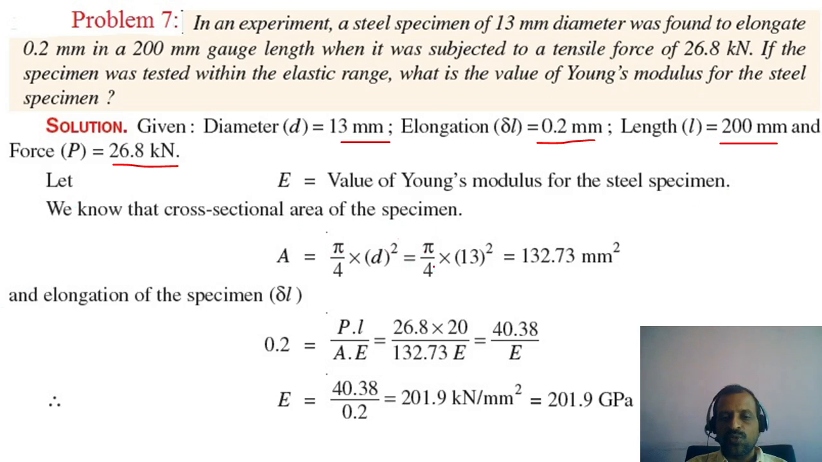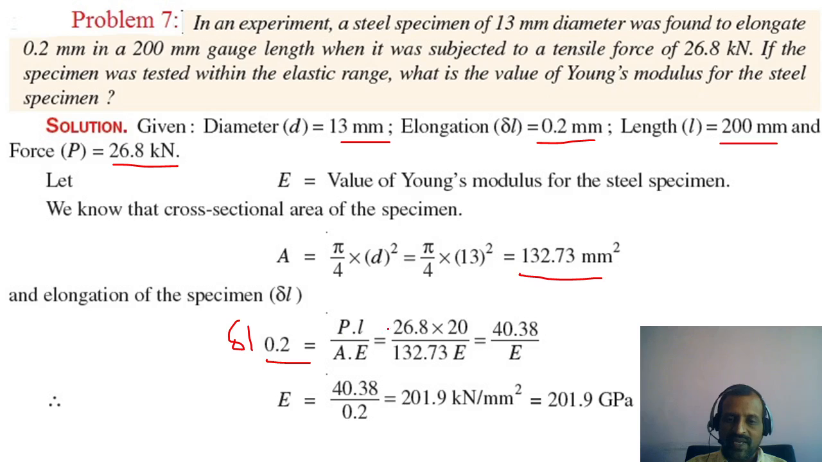So that is equal to pi by 4 into 13 square, because the diameter given in the problem is 13. Substitute the diameter value in this equation. So the area works out to be 132.73 mm square. Similarly, elongation of the specimen, delta L, is given as 0.2. So delta L is equal to PL by AE. Substitute the value of 0.2 here.